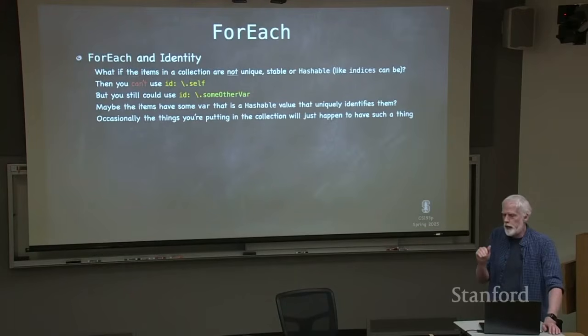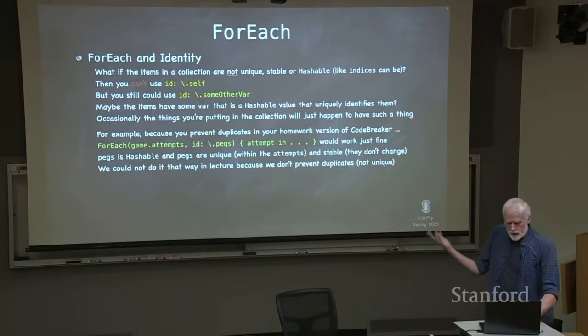id : \.pegs, for example. You could use that in your assignment too. You guys could use that because you made sure your attempts' pegs were all unique. And that's hashable. Pegs is an array of string in your solution. Arrays of strings are hashable. Arrays of hashable things are hashable, so everything's hashable. And it doesn't change either because you don't allow the attempts' pegs to be changed. Once you hit guess, the pegs are frozen. So you see how that would be a great other way to do this? Yeah, and that's exactly what I said here.